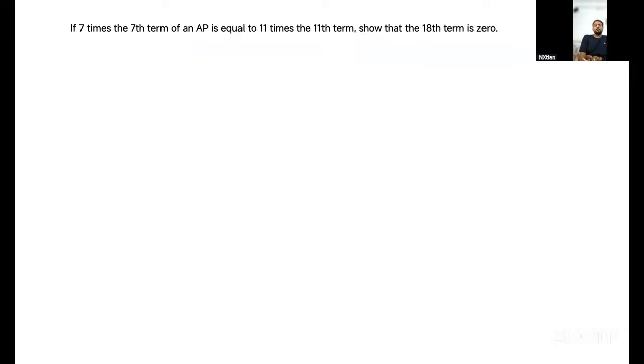If 7 times the 7th term of an AP is equal to 11 times the 11th term of an AP, show that the 18th term is 0. So it is given like that. If 7 times the 7th term of an AP is equal to 11 times the 11th term of an AP, now we have to show that the 18th term is 0.